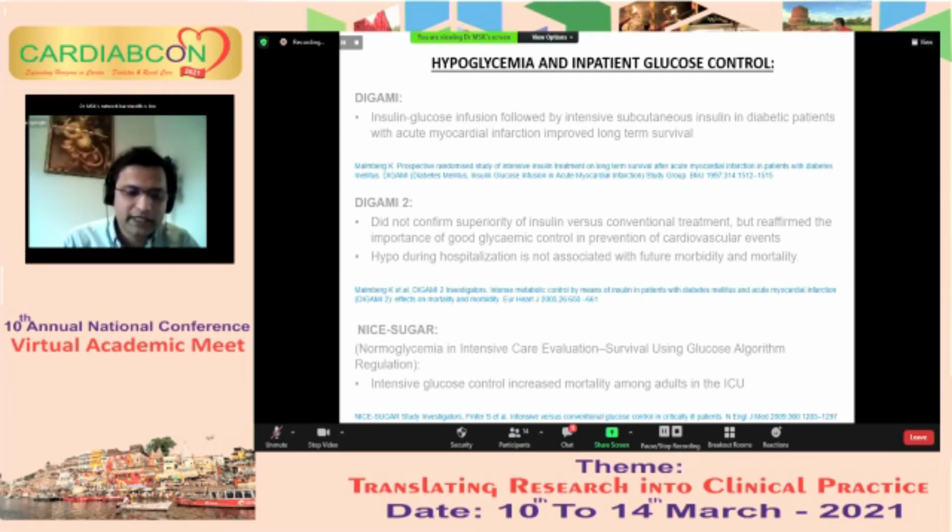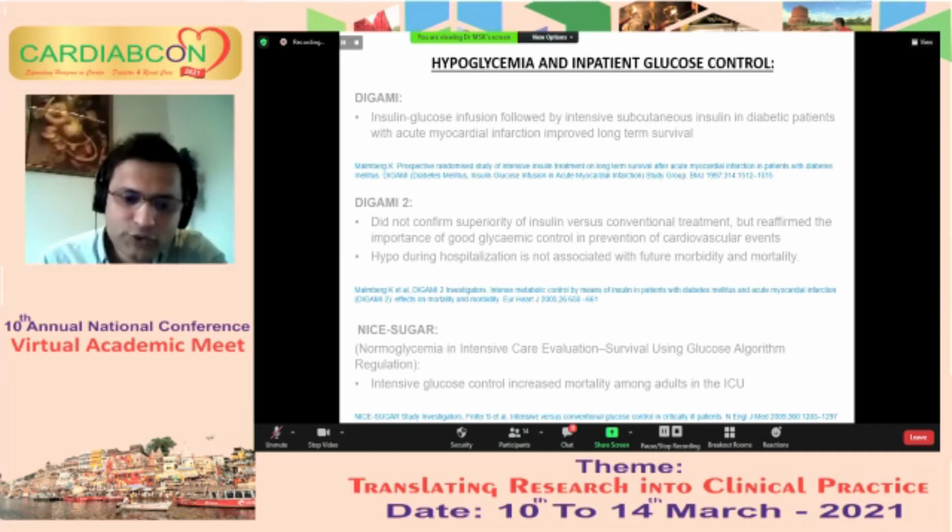But if we look subsequently, 8 years after that, DIGAMI 2 was published by Malmberg, the same author who published the DIGAMI trial. And that didn't confirm the superiority of the insulin infusion which was used in DIGAMI. But they didn't see the association between the hypoglycemia and the future morbidity and mortality. So it was very difficult to draw any causal relationships from these two studies.